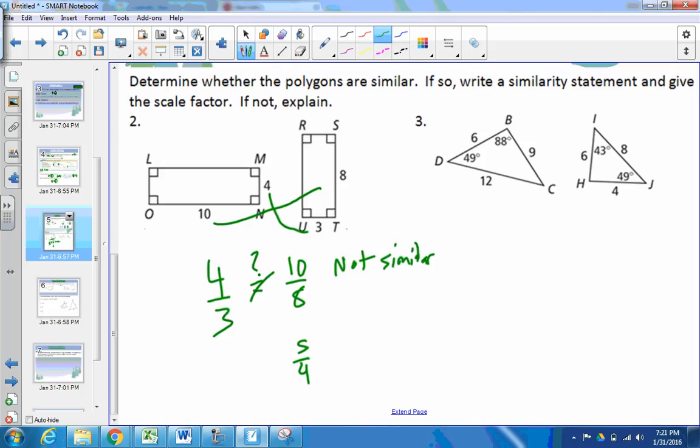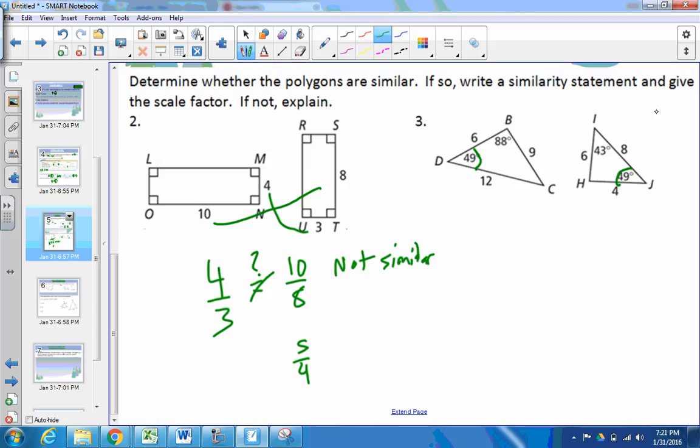We can look at corresponding parts again, although I'm not sure exactly which parts go with which. If you can find them that they would work, that's great. Let's see if the angle measures work out first. So we have 88, so we know that 49 and 49 are congruent. So according to that, then, this one would have to be 88.